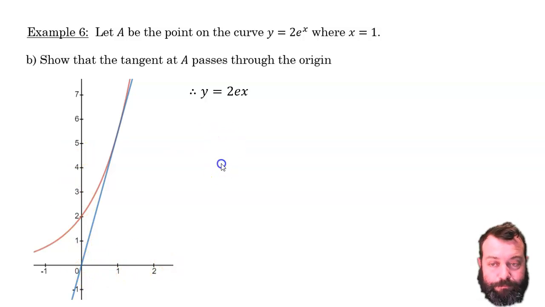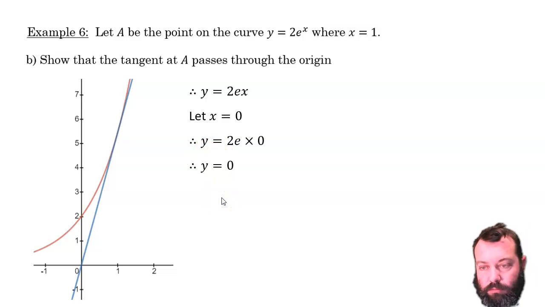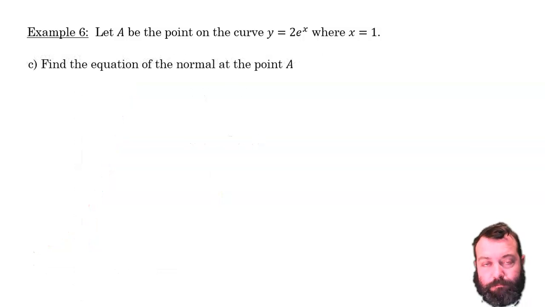If I let x equals 0, I'm going to find the y-intercept. So at x equals 0, what does y equal? 2e times 0 equals 0. So when x equals 0, y equals 0, that means it passes through the origin.